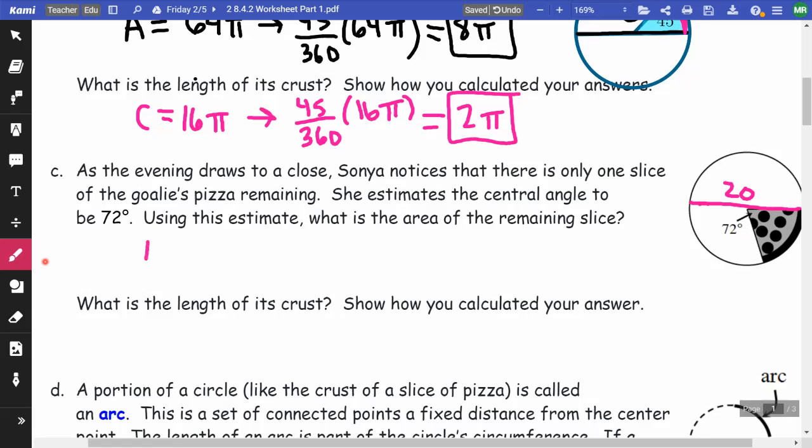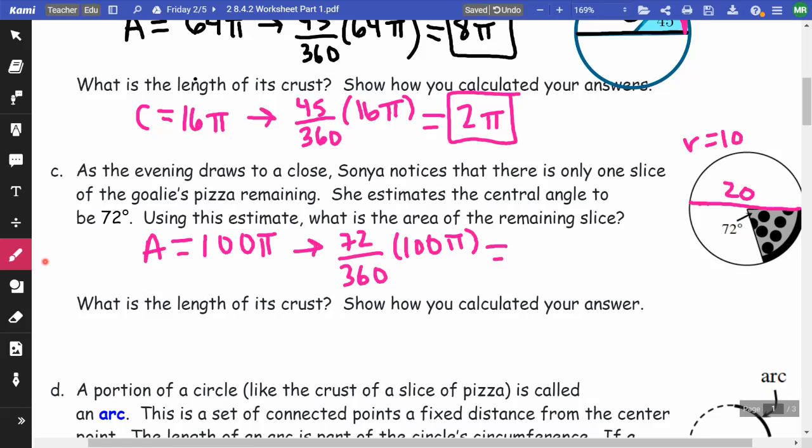So again, the area for this is going to be radius 10, since our diameter is 20. So that would have been 100 pi, the whole pizza. There's 72 out of 360 left times 100 pi. And when I do that, I end up with 20 pi as our answer. Okay, that is the area that's left over.